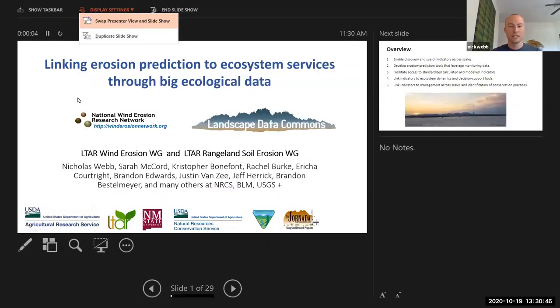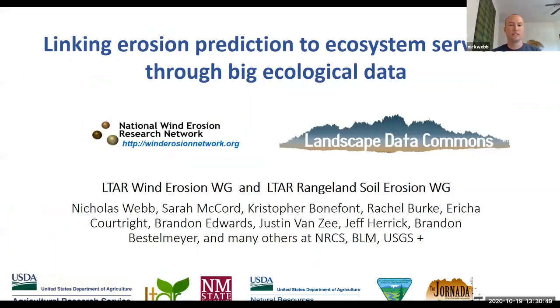Alrighty. So what I'd like to do today is give you an overview of what's really a set of projects that Sarah McCord and I are coordinating at the Jornada with our Jornada colleagues, as well as collaborators across the ELTAR wind erosion and rangeland soil erosion working groups, and increasingly with the indicators group, and more broadly with our collaborators at NRCS, BLM, and across USGS. And as Brandon said, this work's really about looking at how we can link erosion prediction models and assessments to available indicators of ecosystem attributes and services through big ecological monitoring datasets.